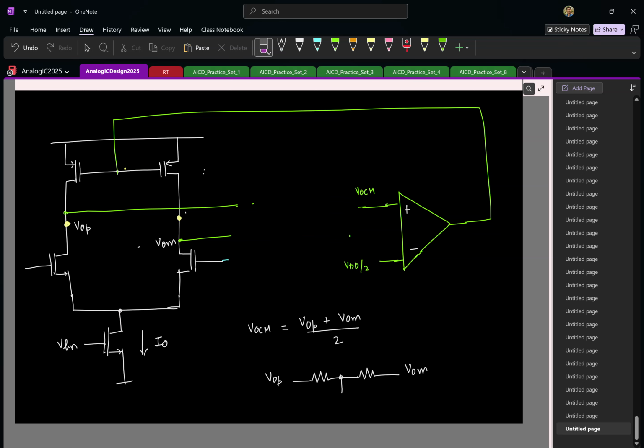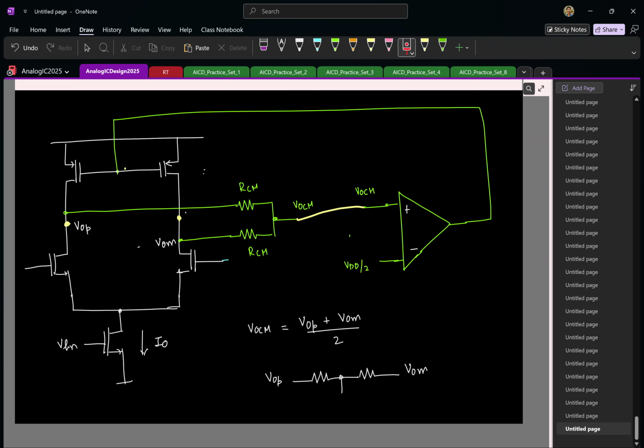So I'll replace this block. This is going to be VOCM. And then you can connect it to the op-amp and it's done. I'll call this RCM and RCM. Is that okay?